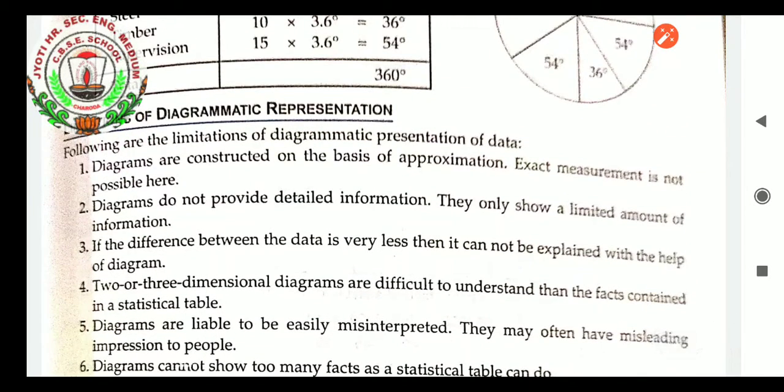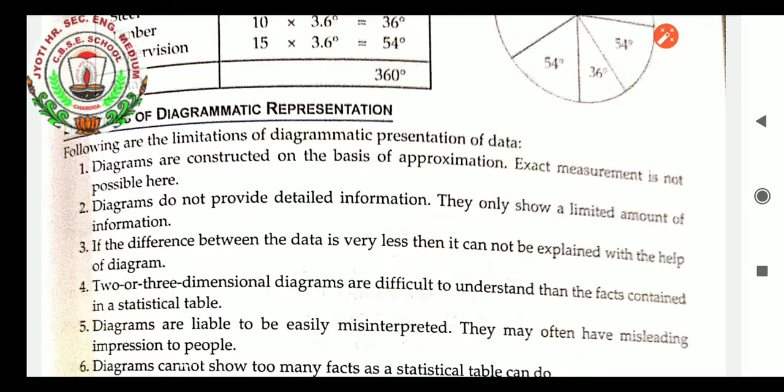Limitation of diagrammatic presentation. Following are the limitations of diagrammatic presentation of data. Diagrams are constructed on the basis of approximation. Exact measurement is not possible here. Diagrams do not provide detailed information. They only show a limited amount of information. If the difference between the data is very small, then it cannot be explained with the help of a diagram. Two or three dimensional diagrams are more difficult to understand than the facts contained in a statistical table.